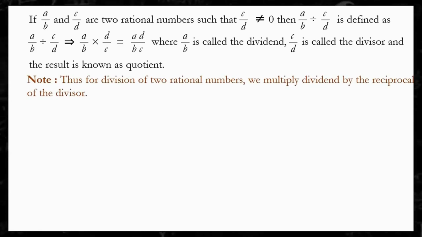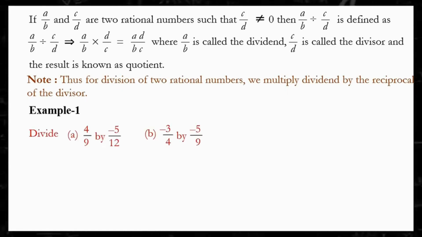Note, thus for division of two rational numbers, we multiply dividend by the reciprocal of the divisor. Example 1.